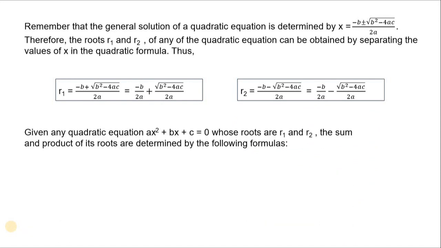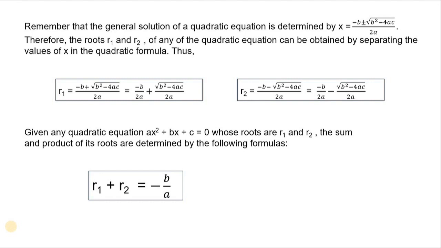Okay? Now, given any quadratic equation, ax squared plus bx plus c equals 0, whose roots are r1 and r2, the sum and product of its roots are determined by the following formulas. So, ito na yung formula na gagamitin natin sa paghanap ng sum and product of the roots without solving the quadratic equation using factoring, completing the square, the quadratic formula, and extracting the roots. Right? So, in our formula, hindi ko na ipapakita sa inyo paano na-derive yan. Okay? You can search yung mga videos or sa inyong mga books kung paano na-derive yung ating formula to find the sum and the product of the roots of the quadratic equation.